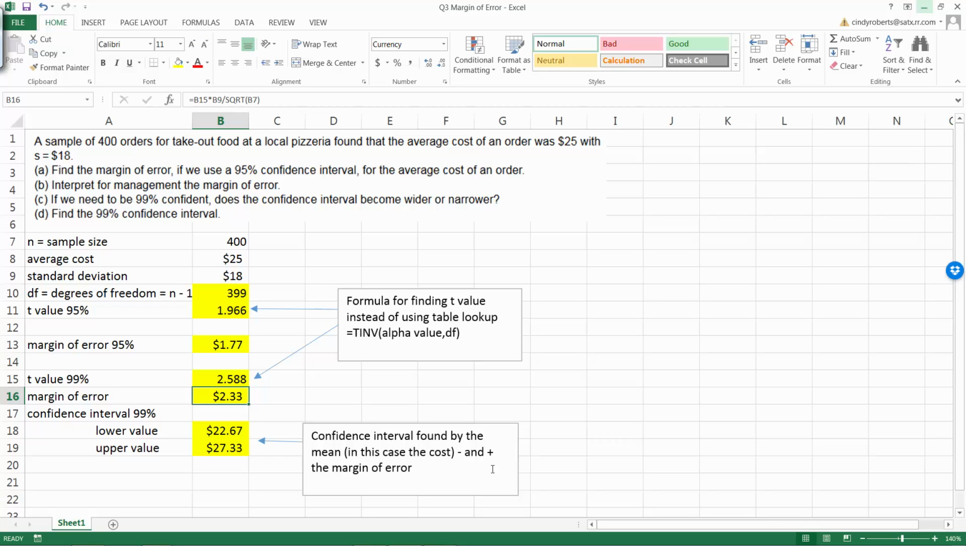Your confidence interval is your mean, in this case my sample mean, my average cost, minus the margin of error, and then plus my sample mean plus the margin of error. So that's what you'll see I did here. I took my average cost, 25, minus $2.33, my margin of error, and then right here I took my sample mean, $25, plus the margin of error, and that gives me my confidence interval.